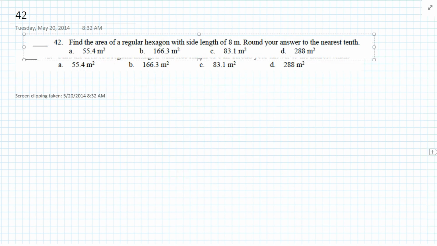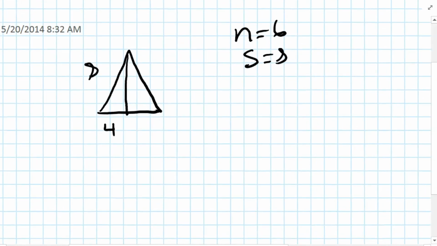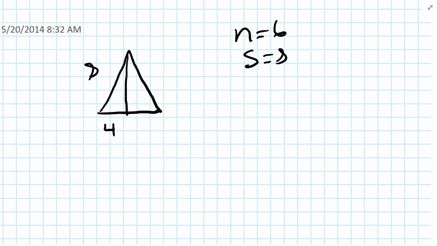42. Find the area of a regular hexagon with the side length of 8. Round your answer to the nearest tenth. Okay, regular hexagon. We know each triangle for a regular hexagon is going to be an equilateral triangle. Okay, so we know the number of sides is 6. We know the side length is 8. So we need to find the apothem. The apothem is going to be this part right here.